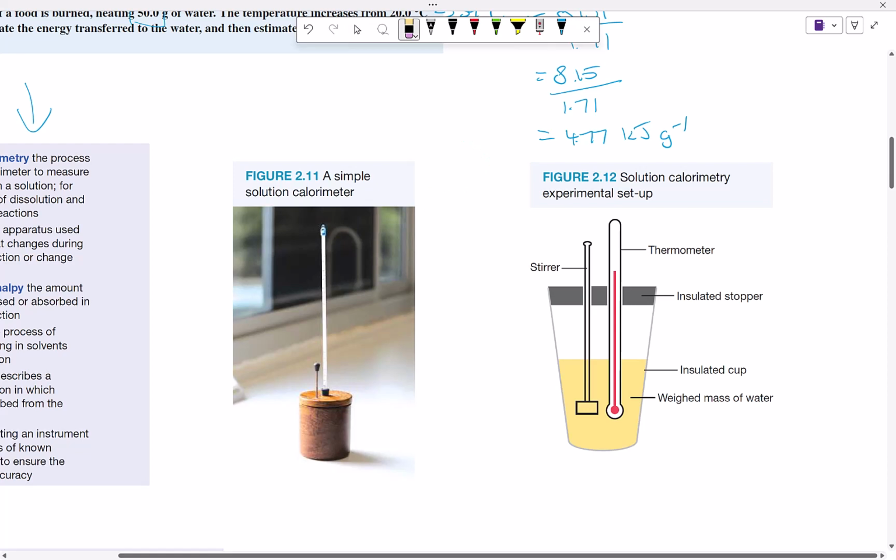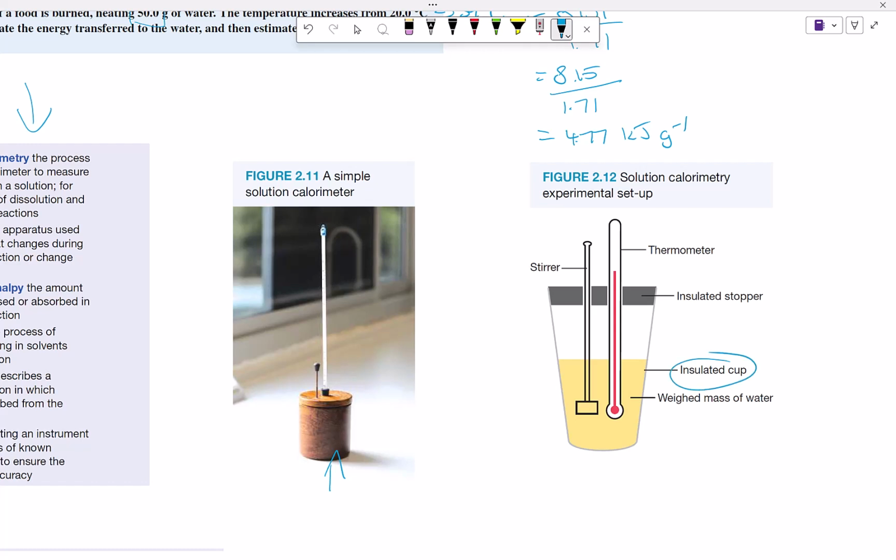It's a bit better than the Spirit one we did before because there's some insulation. That's what we're talking about here. It's an insulated cup, insulated stopper, and you're doing that sort of thing. So you're insulating it to make sure that any release of energy or absorption of energy is going to be reflected in the temperature change. Okay.